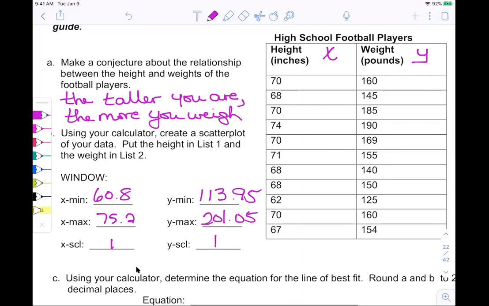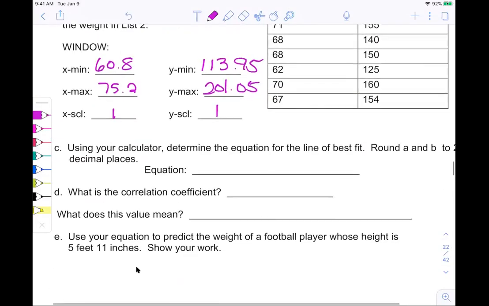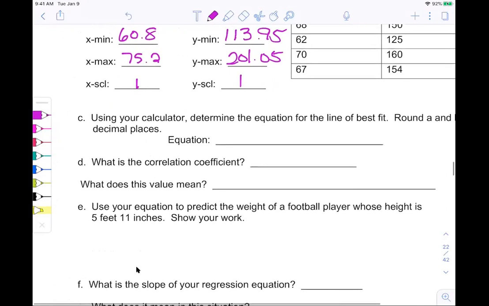Okay, so then the next thing we're going to do is use the calculator and try to create the equation. Remember, to use the calculator, you need to go back to stat, move over to calculate, and then hit number 4. I'll pull up my calculator again so we can look at it.